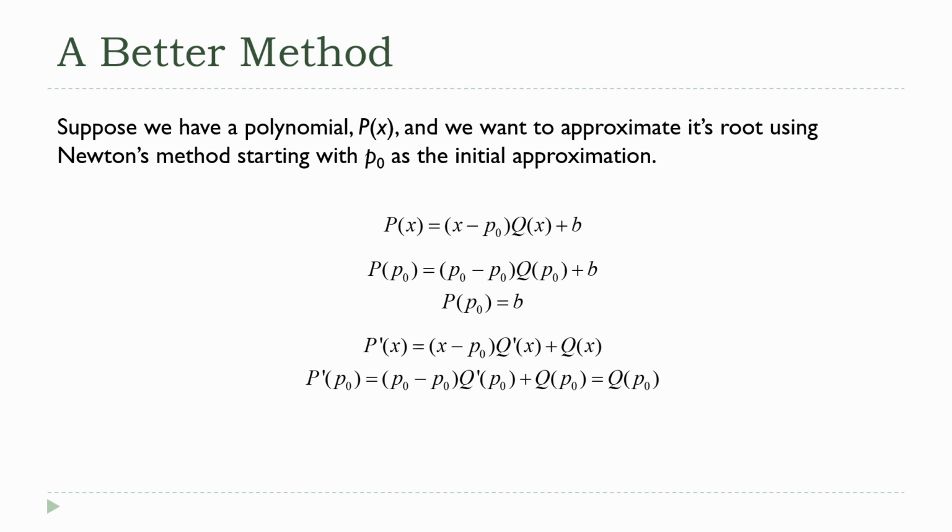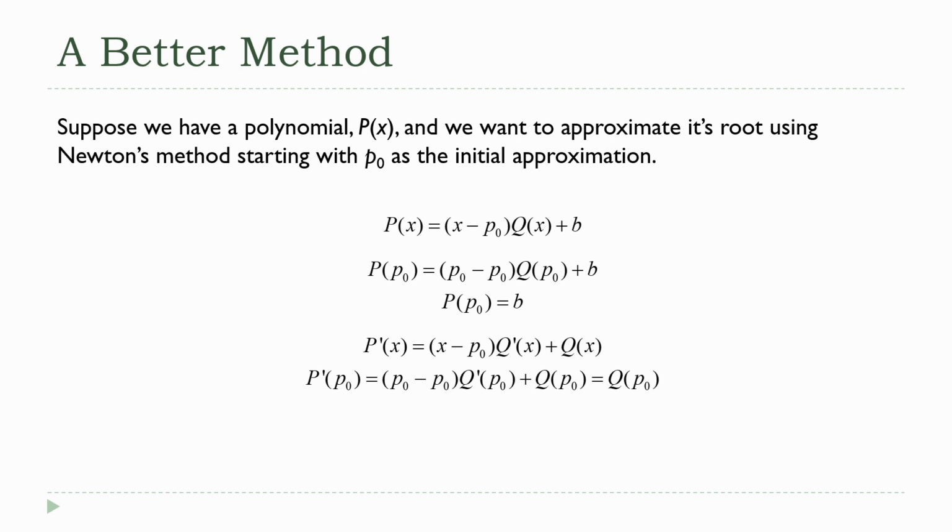You notice we get that same nice effect with that first term. That p0 minus p0, that's 0. That whole term goes away. And it turns out that the derivative of p at p0 is just equal to q of p0, q being that polynomial we got from the division algorithm. And again, you'll see in the next couple slides, we can evaluate that also very efficiently just by finding its remainder when I divide that q polynomial by x minus p0.